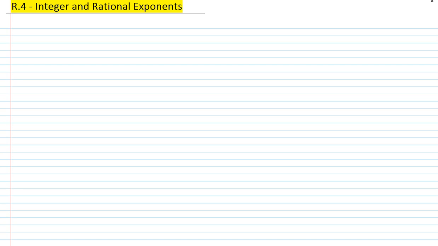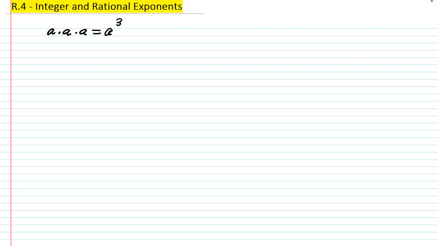Okay, in this lecture, we're going to talk about integers and rational exponents. In our previous lecture, lecture 3, this is lecture 4, we talked about the exponential form of a number. We mentioned that anytime we have repeated multiplication of the same number by itself, then we have the exponential form of that expression. So for example, a times a times a makes a cubed.